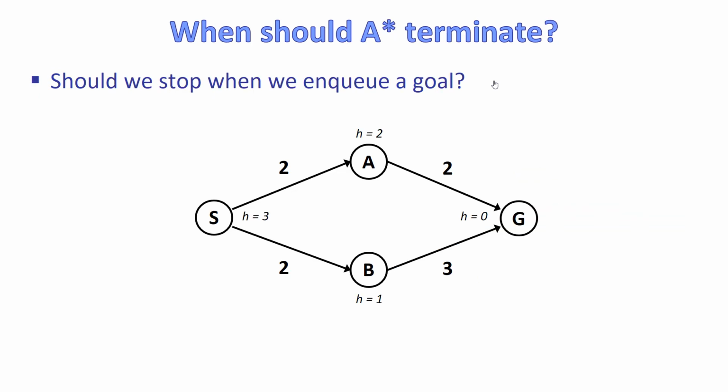Okay. Now, when should A star terminate? Should we terminate when we find a goal, when we enqueue a goal into the fringe, or not? I think we answered this question for the previous strategies, and we said that we should not, of course, stop when we enqueue a goal. Enqueue means adding the goal to the fringe here. We should stop when we get the goal out of the fringe. Let's see what will happen here in this example.